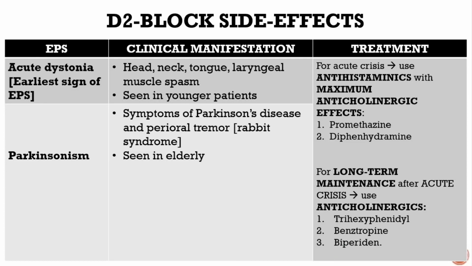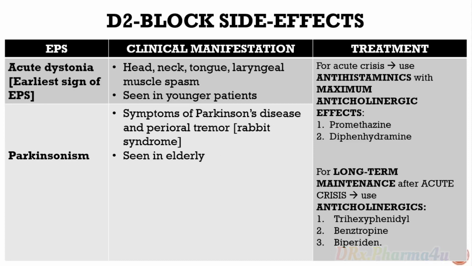And once the acute crisis has been resolved, and if you want to maintain the patient to prevent this from happening again, like for example, if you want to prevent acute dystonia or Parkinson-related problems from happening again, so for long-term maintenance, we can use anticholinergics. It can be trihexyphenidyl, it can be benztropine, it can be biperiden.